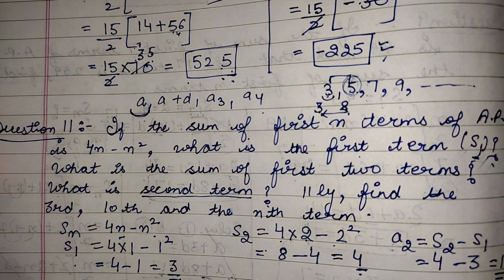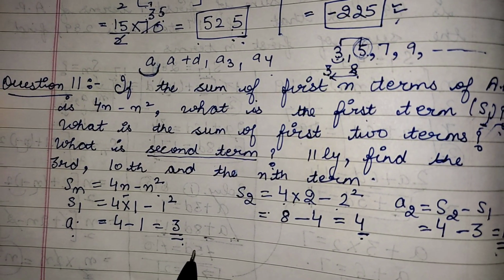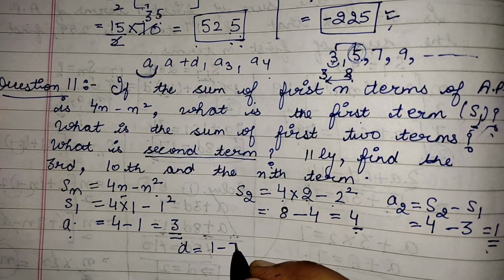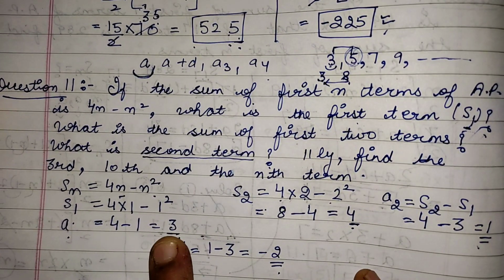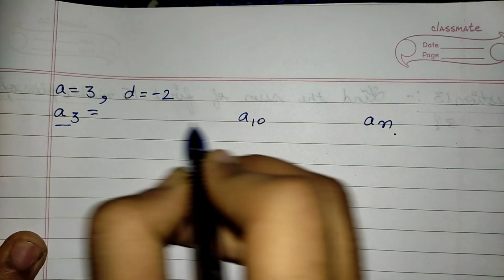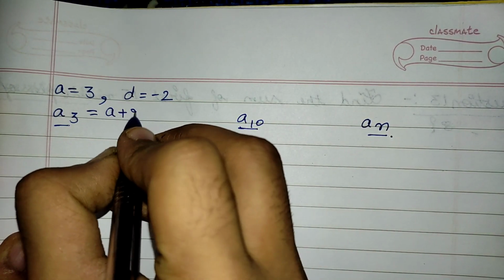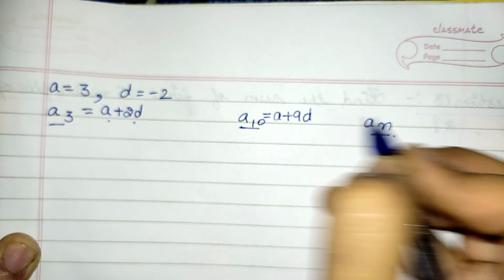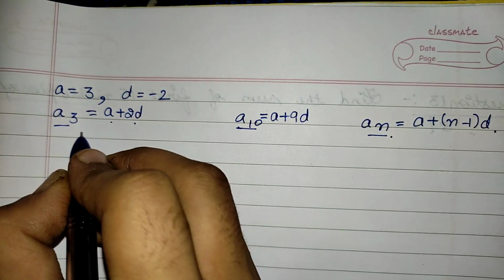So to find out the third, 10th and nth term of the AP, I will require D, the common difference. How can I find the common difference? Common difference will be equal to 1 minus 3, which is equal to minus 2, meaning the first term is subtracted from the second term. So let's find the value of the third term, 10th term and nth term. Third term is A plus 2D. 10th term is A plus 9D. And the nth term is A plus n minus 1 into D.